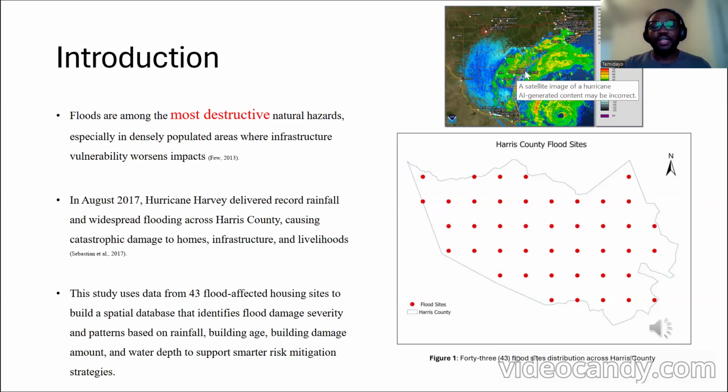As you can see in the image right here, this is Hurricane Harvey making landfall off the coast, inland of Harris County. So this study is going to use data from 43 flood-affected housing sites to build a robust spatial database that identifies flood damage severity and patterns, based on rainfall amount, building age, building damage amount, and water depth to help users support smarter risk mitigation strategies.